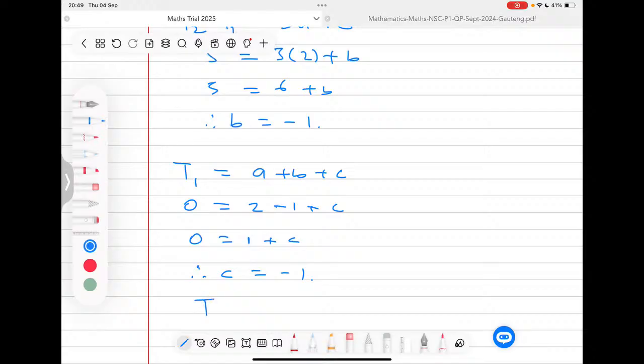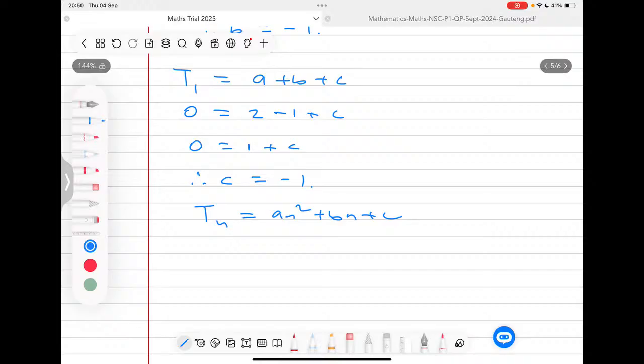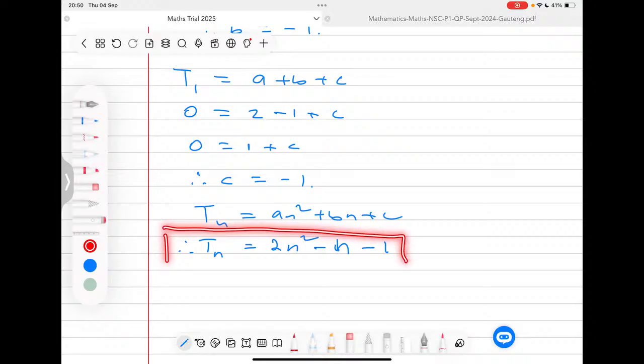Now when we use our equation Tn is equal to an squared plus bn plus c, you would come to see that we are going to substitute the numbers that we have. Our a is a 2, then we have a 2n squared, and our b we're saying is a -1, so we're just going to have a -n, and our c we're saying is a -1, then it becomes -1. Therefore our general formula, or the nth term of the sequence, will be given by Tn is equal to 2n squared minus n minus 1, and that's how you find the general formula.